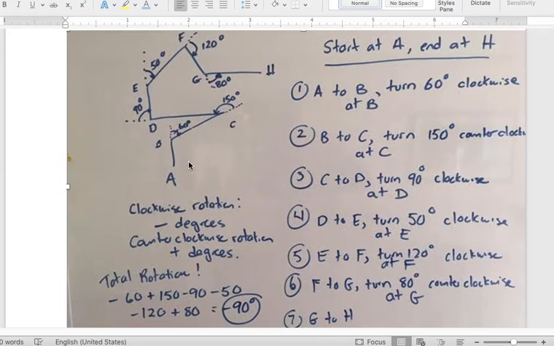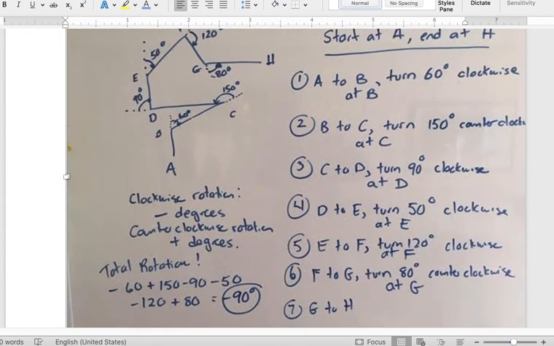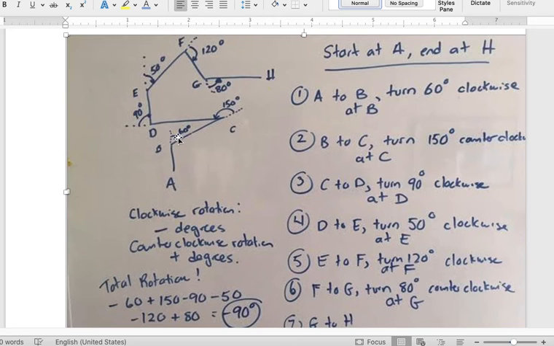That way, north. Think of it as facing north. When they finished at H, they're facing to the right. They're facing east. So what did they do? They rotated 90 degrees. Is that correct? Their total rotation is 90 degrees. And it makes sense because they were facing up and they ended up facing to the right. I hope that helps.